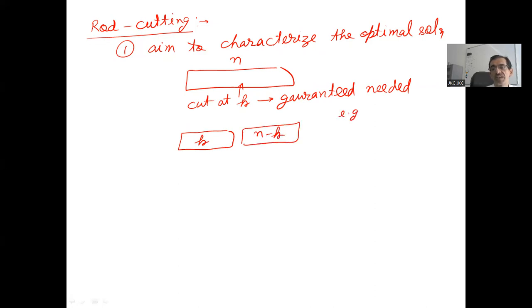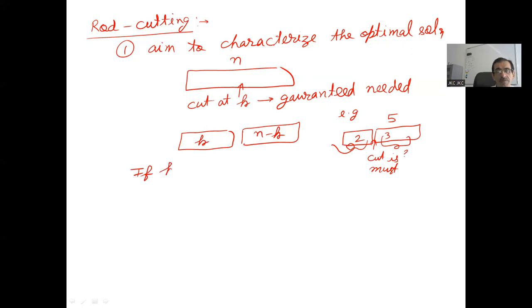For example, let's say I have size 5. So I could say that one piece of size 2 is desirable, the other of size 3. This much I know. 3 can be further solved, 2 can be further solved in some way, but somehow I know this cut is a must. If I know this, I can solve the problem probably easily. So if k is known, the problem will be easy to solve.